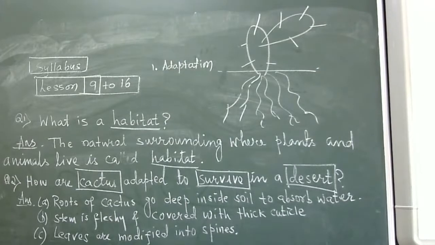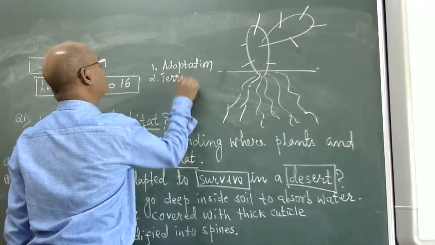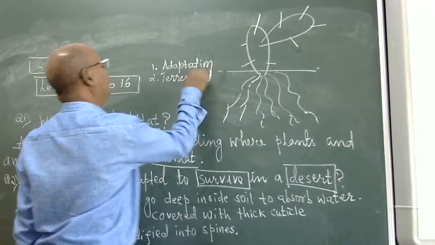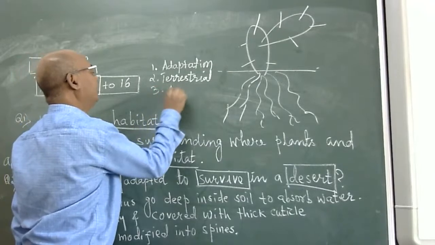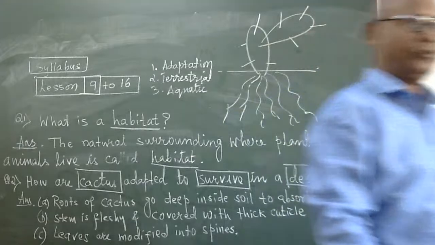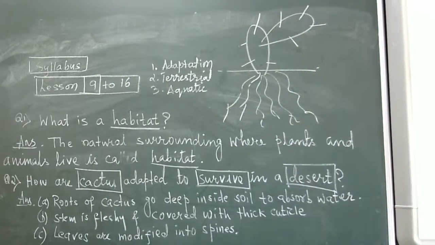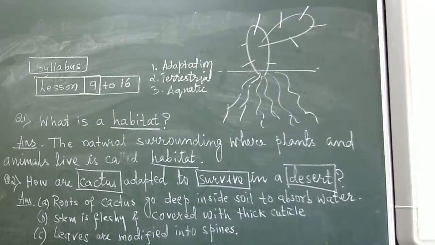Then the third. You have read this many times. The habitat of plants and animals that live in water. This is terrestrial. Then the third one, aquatic habitat. These animals are living in water and their habitat is aquatic habitat.